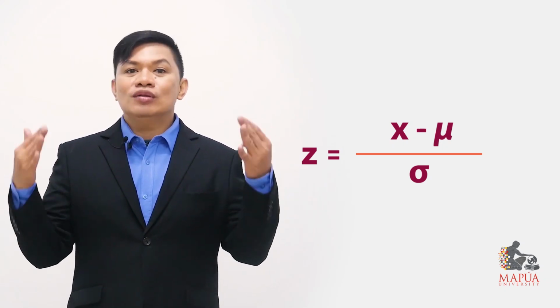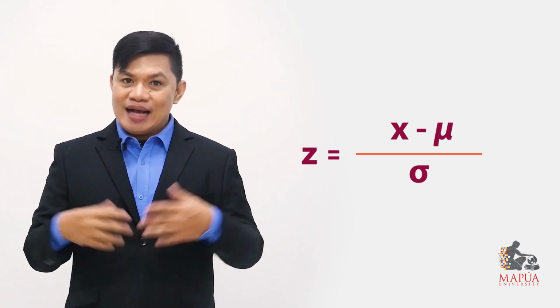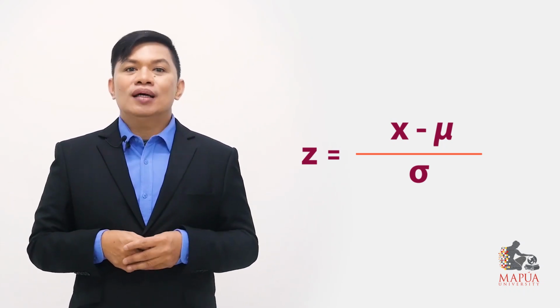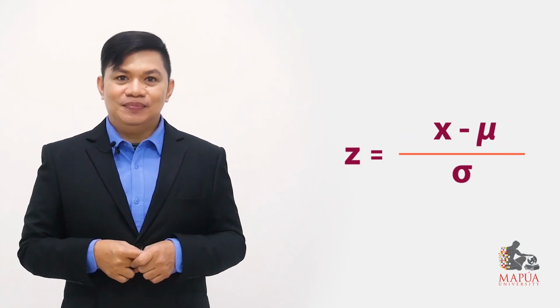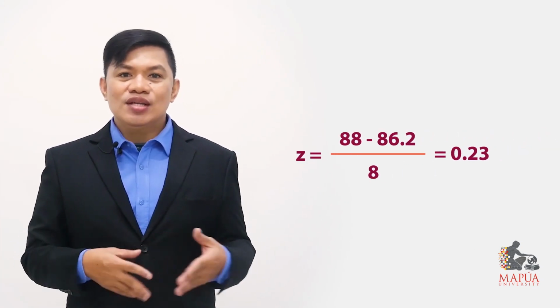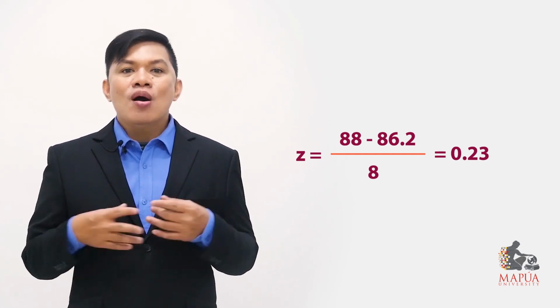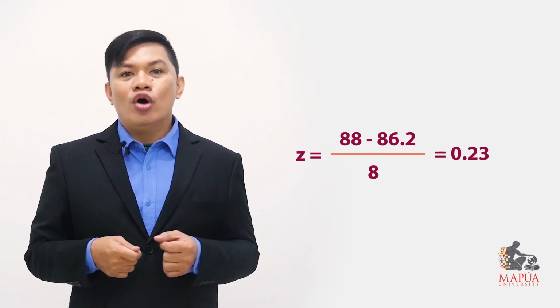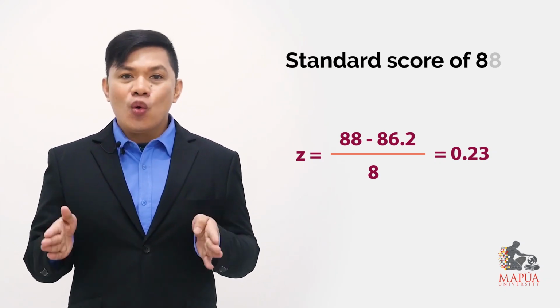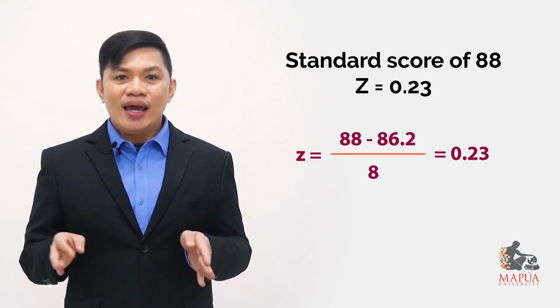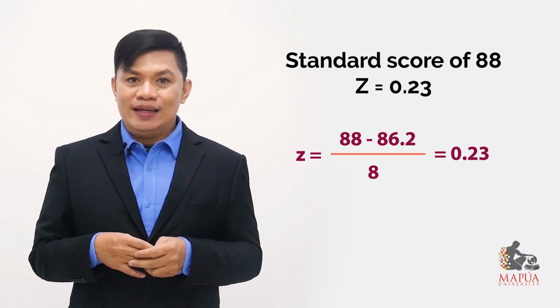So we'll apply that to the value x equal to 88. Again, bring out your calculator. Let us transform 88 to the standard value of z. To get the z value, it's as simple as 88 minus 86.2 over 8. That will give us 0.23. So the standard score of x equal to 88 is z equal to 0.23.